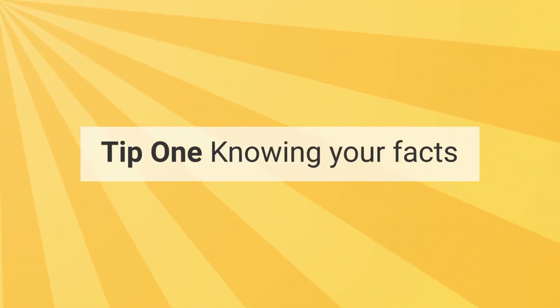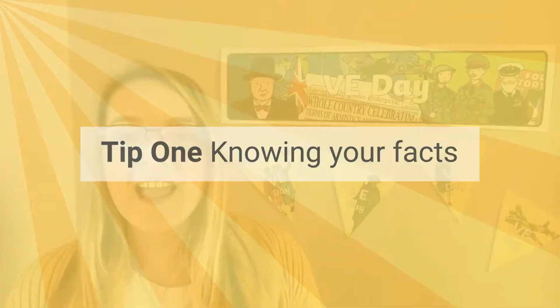Tip 1. Knowing your facts. It's really important that children know their facts, but getting them to stick in a fun and engaging way can be a bit of a challenge, but it doesn't need to be. You could do this by having a fun fact quiz, making a rhyme or a song up, or you could even get children to draw pictures of their favourite facts. My personal favourite is Fun Fact Bingo, and it's simple to do. Let's go take a look.